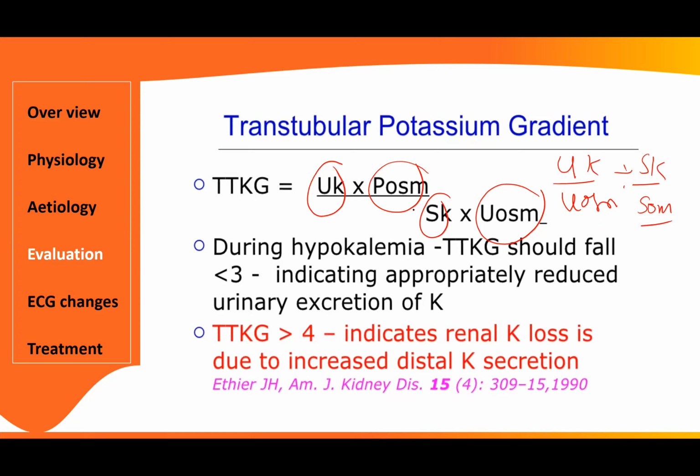So what is the end result? Is it less than 3? If it is less than 3, during hypokalemia, we expect the kidney not to excrete much potassium. If it is like that, then there is no problem. Urine excretion of potassium is appropriately reduced. But if the potassium excretion continues to be more, in spite of there being low potassium in the body, it indicates the renal loss is due to increased distal potassium secretion. That means the distal secretion of potassium is not bothered about what is happening in the body, and on its own it is secreting more potassium into the lumen.